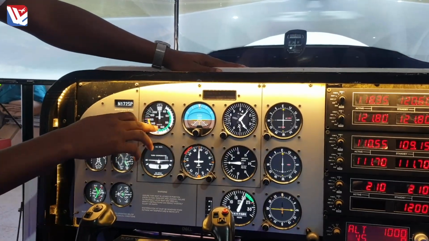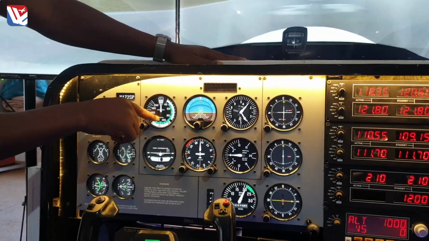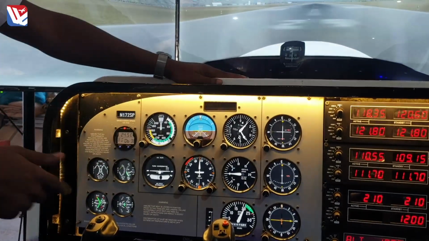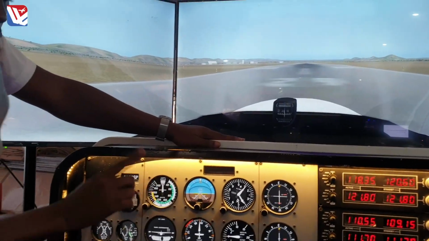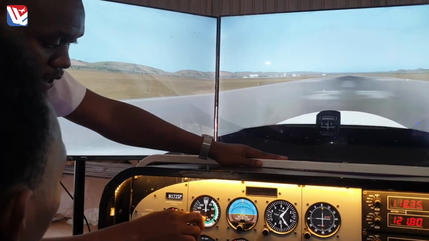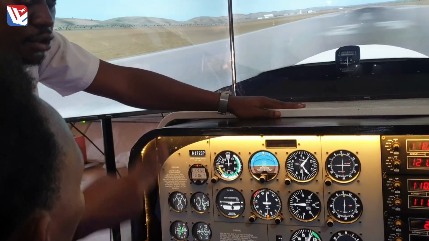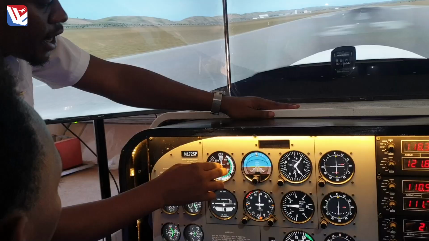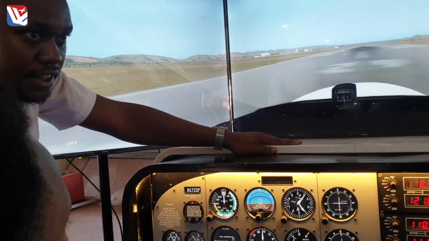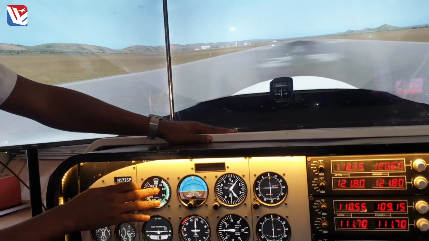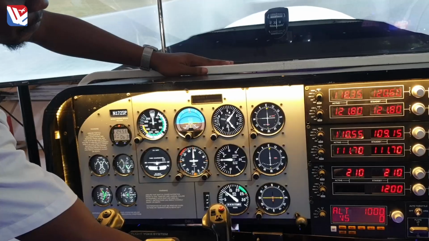In cars it's kilometers, in aircraft it's knots. One knot is equivalent to about 2 kilometers. So as you're driving at 60, you are flying at 120. You get it? So this is the airspeed indicator. It shows the speed at which the aeroplane is flying.